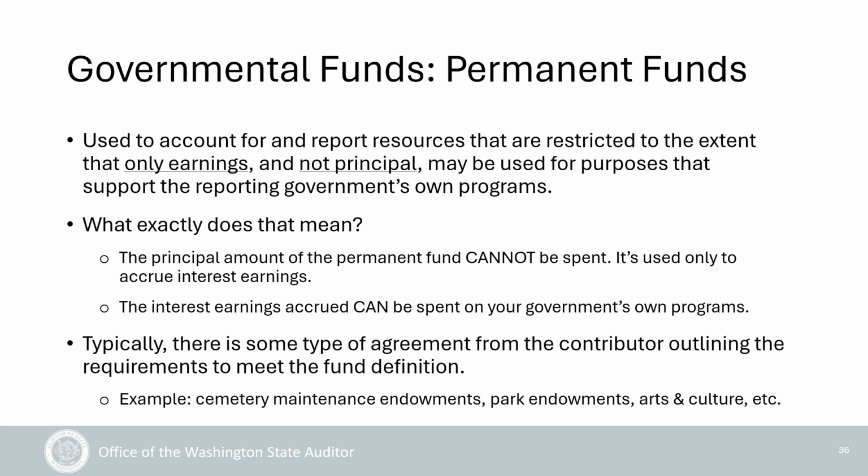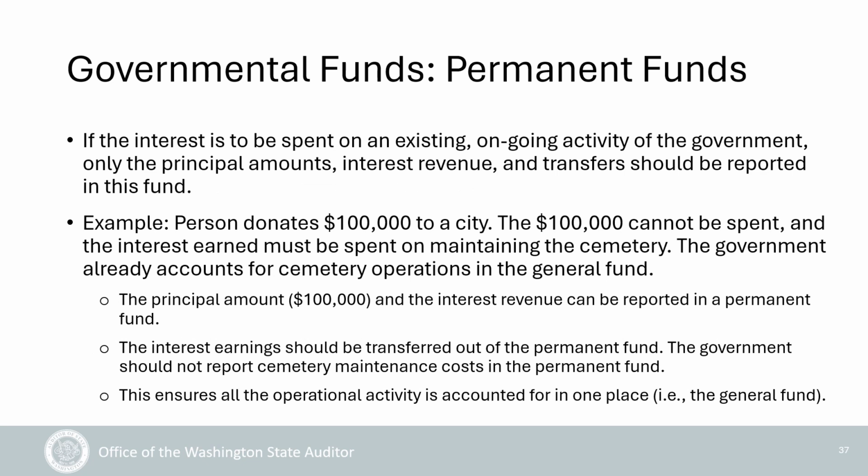Let's talk about the accounting in permanent funds. In the permanent fund, if the interest revenue is spent on an ongoing or existing program the government already offers, then you should be reporting the principal amount, which is likely the original donation amount, interest revenue, and transfers out.